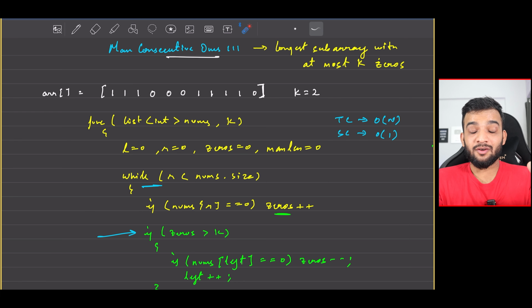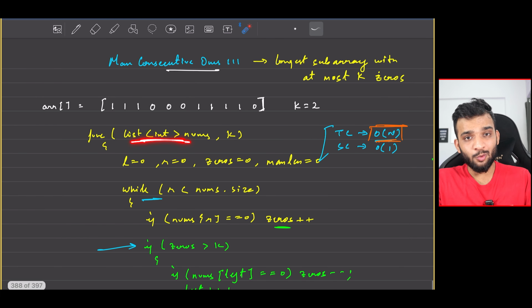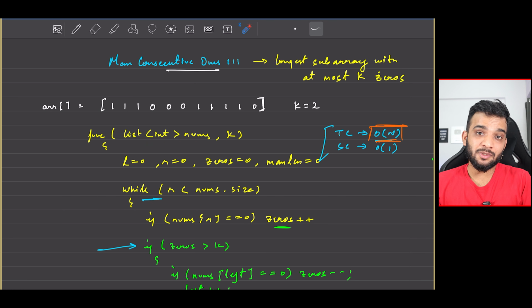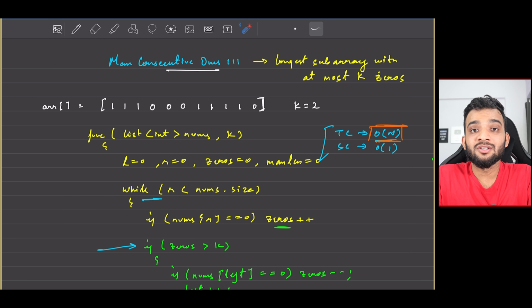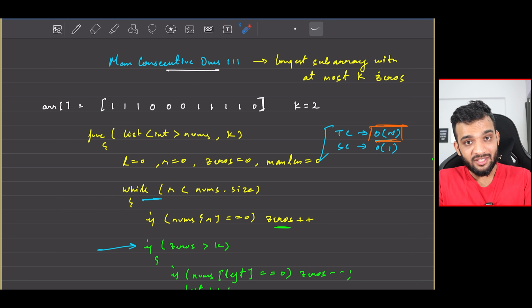So that will be it for this one. So this was the pseudocode. In case you want your language specific code, you can find them below. So with this, this will be it for this one.